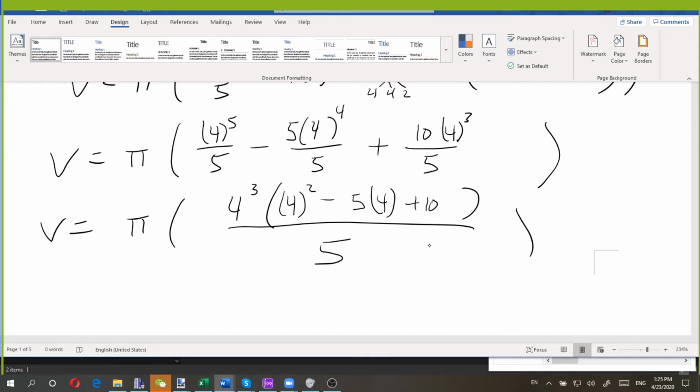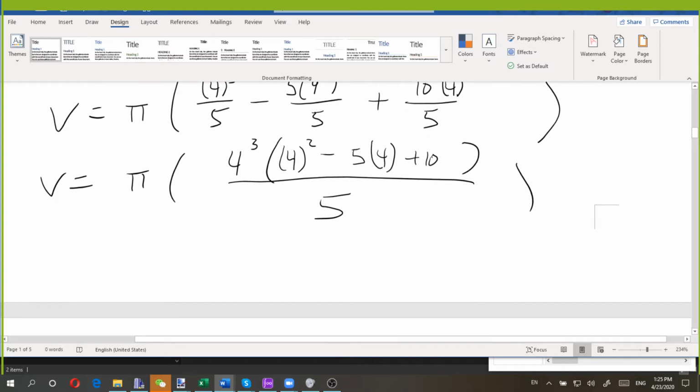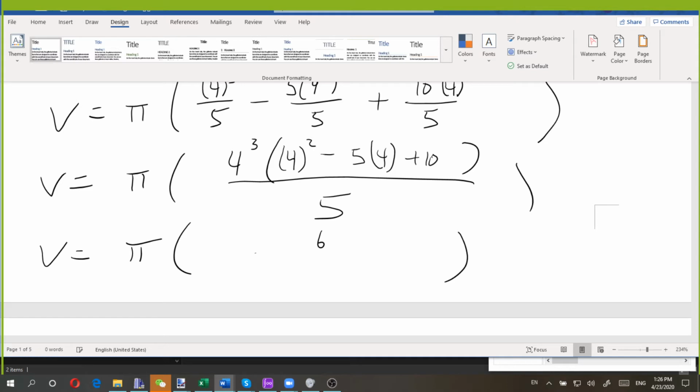Okay, so just to double check, make sure it matches. 4 cubed times 4 squared is 5 4s. Minus, I'll have 4 4s here and then 3 4s here as well. Okay. So I'm going to simplify this part on the inside, and then we should be just about done. So we'll have V equals pi times. Okay, what's 4 squared? 16. Okay, 16 minus 20 is negative 4, plus 10. It's just 6.